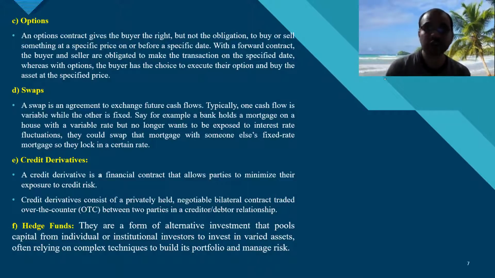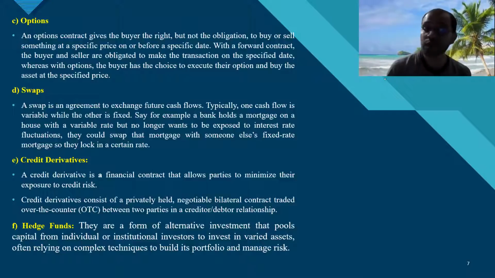Swap means an agreement to exchange future cash flows. One cash flow is variable and the other is fixed. For example, a bank is holding a mortgage on a house with a variable interest rate, fluctuating in the market, but no longer wants to be exposed to the interest rate fluctuations. They could swap that mortgage with someone else's fixed rate mortgage. Moreover, there are currency exchange rate fluctuations, and based on the exchange rate, such simultaneous transactions happen. Such contracts are called swaps.